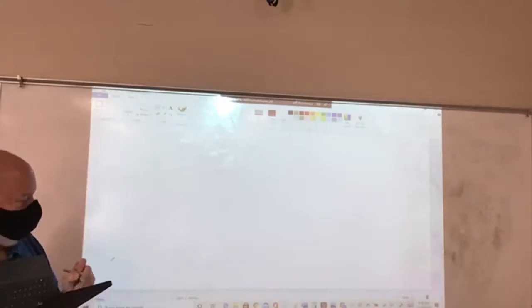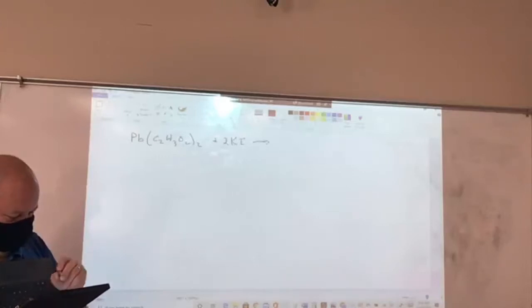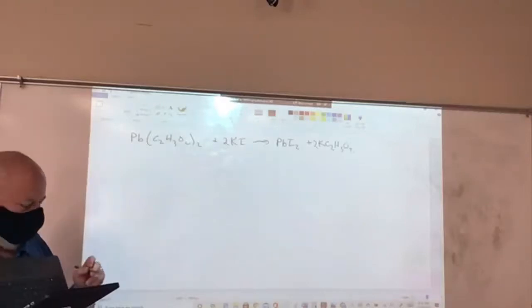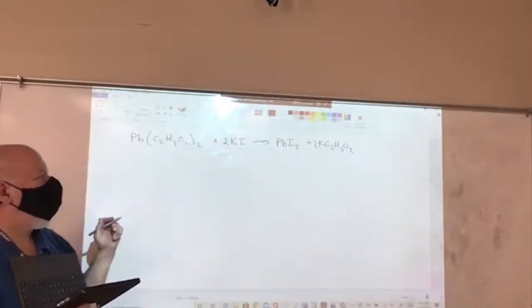And remember, once again, let me write this equation down again. So I've got lead acetate, C2H3O2 twice, plus 2 potassium iodide gives me 1 lead iodide plus 2 potassium acetates, C2H3O2. Okay?